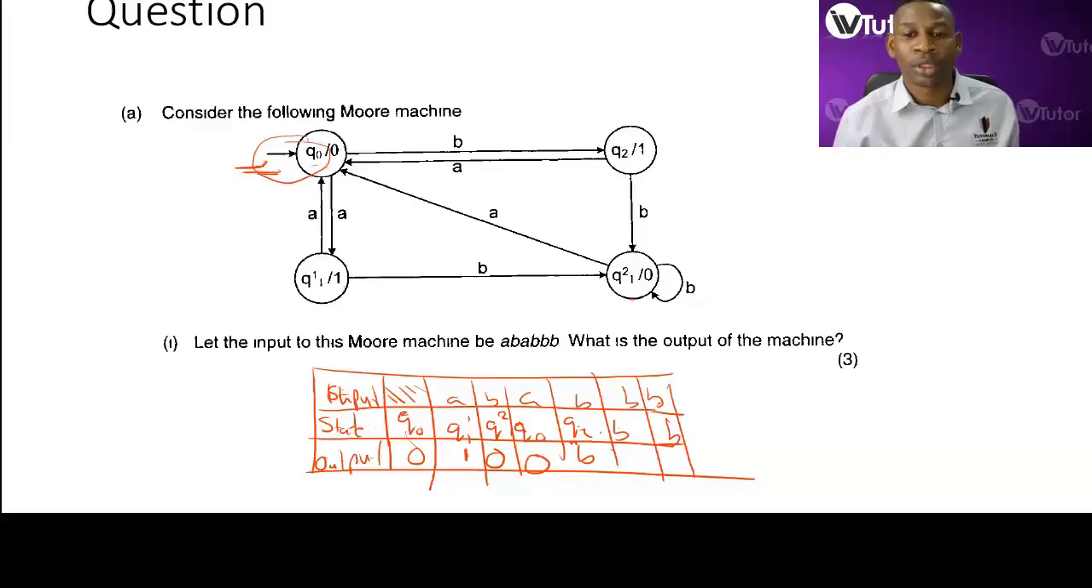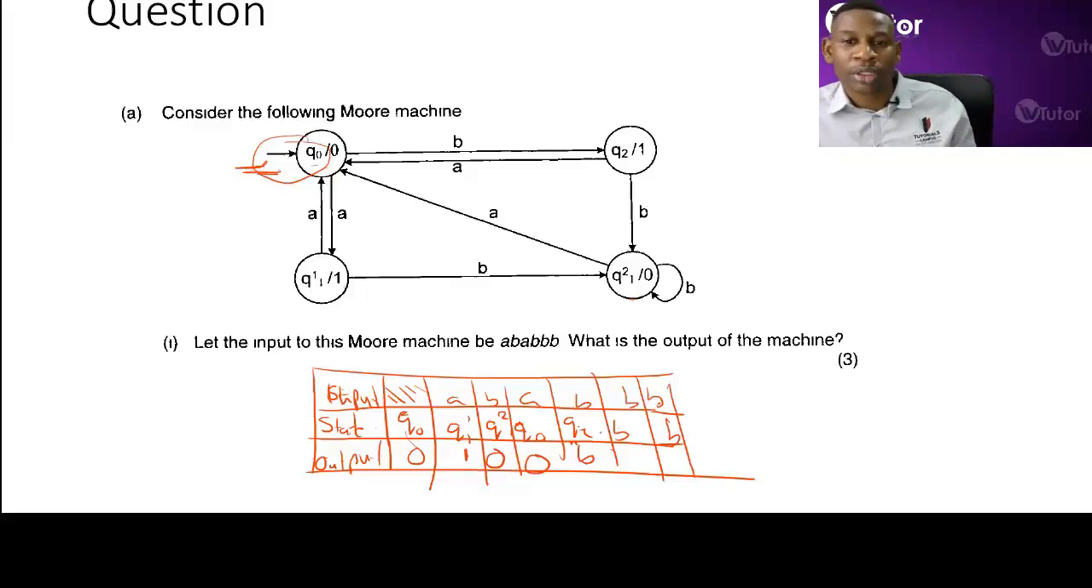So here we've got, we said with Q2 and you encounter B, you go to Q21. There we go. And then if you're in Q21 and you encounter B, stay there. So I said if you're in Q21 and you encounter B, you stay in Q21.